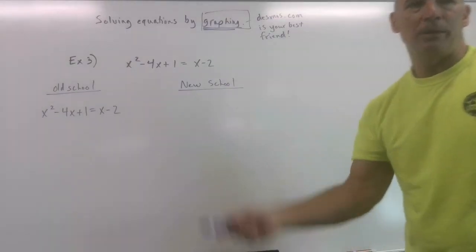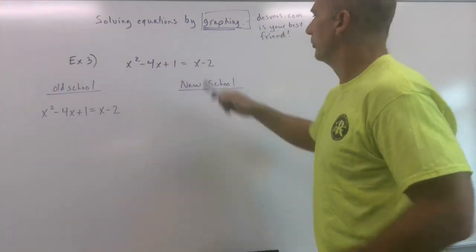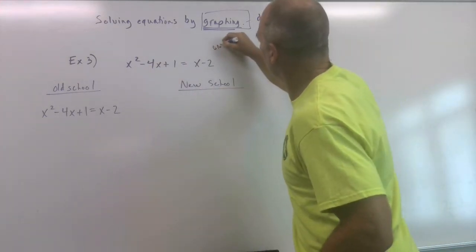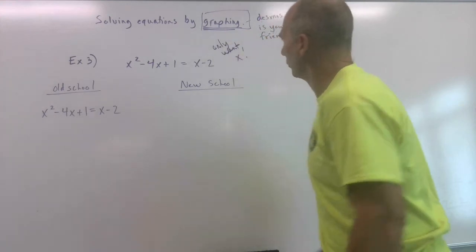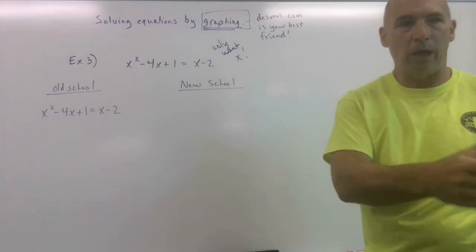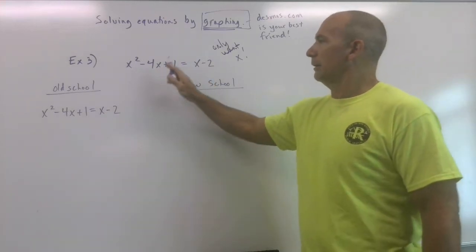Okay, example 3, bouncing back and forth, back to the board. Here's the math problem. Notice we only want x. You're going to be tempted to want to find x and y because you're going to introduce it. But let me show you something about this one.